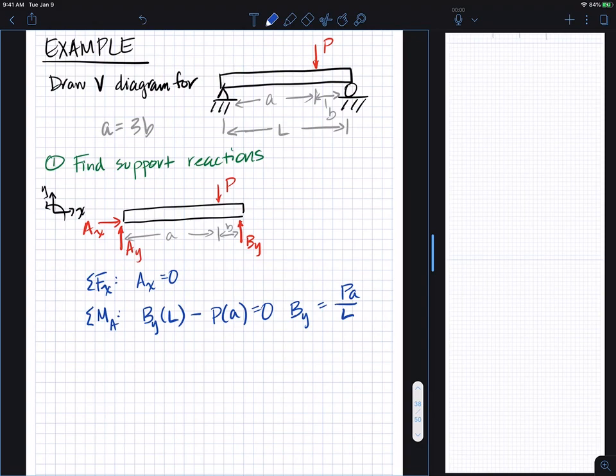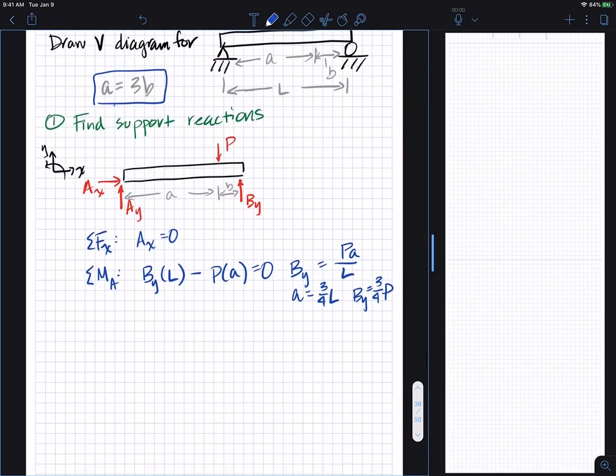And we know a, its distance is given here. a is equal to 3 times b, so a is 3/4 L. And so if we substitute that in, so we know a is equal to 3/4 L. So therefore By is equal to 3/4 P. And now using sum of forces in Y, we see that Ay plus By minus P equals 0. We can solve this for Ay equals P minus By. We just solved for By, so therefore Ay equals 1/4 P.